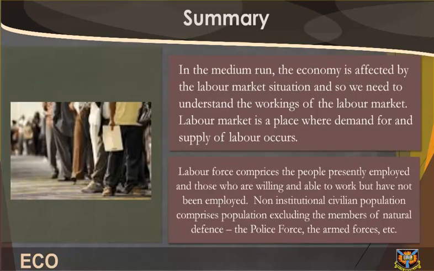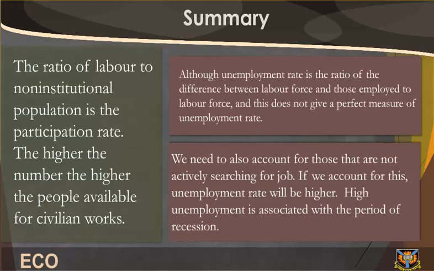Summary: in the medium run, the economy is affected by the labor market situation, and so we need to understand the workings of the labor market. Labor market is a place where demand for and supply of labor occurs. Labor force comprises the people presently employed and those who are willing and able to work but have not been employed. Non-institutional civilian population comprises population excluding the members of national defense, the police force, the armed forces, etc. The ratio of labor force to non-institutional population is the participation rate. The higher the number, the higher the people available for civilian work.